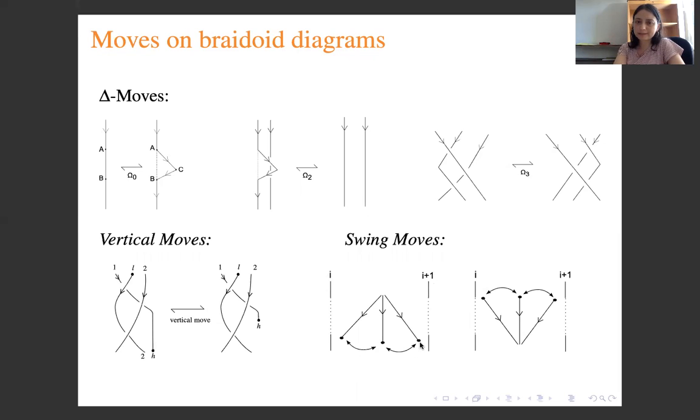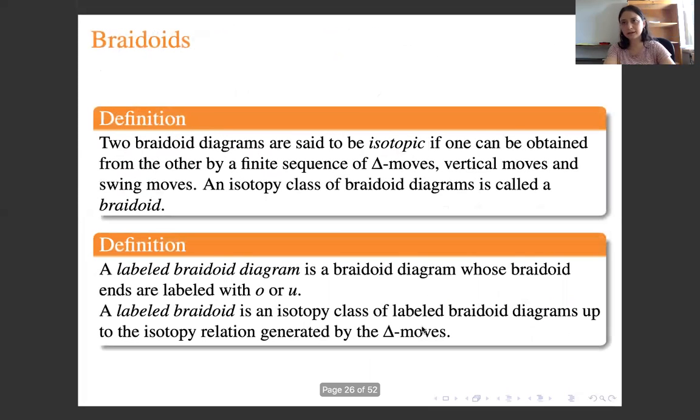So we don't want an endpoint to exceed the vertical line of a braidoid end. It will be clear in a moment why we just assume a restricted nature for the swing moves. It will be clear after we define the closure for braidoid diagrams. So we say that two braidoid diagrams are isotopic if one can be obtained from the other by a finite sequence of these delta moves and the vertical and the swing moves for the endpoints.